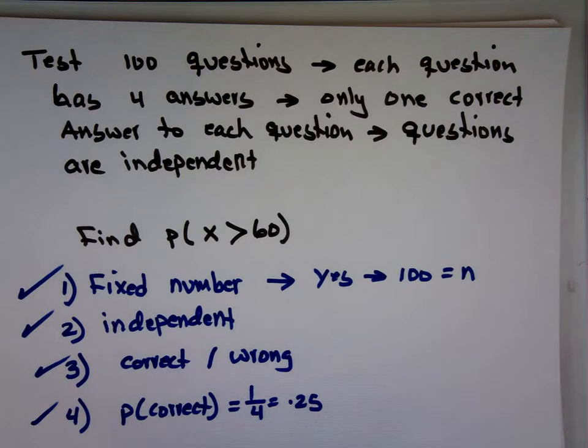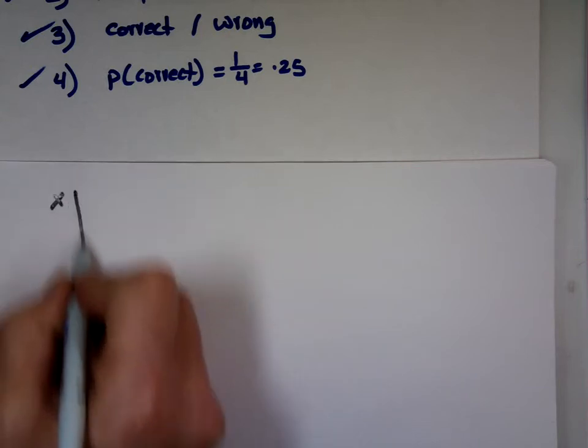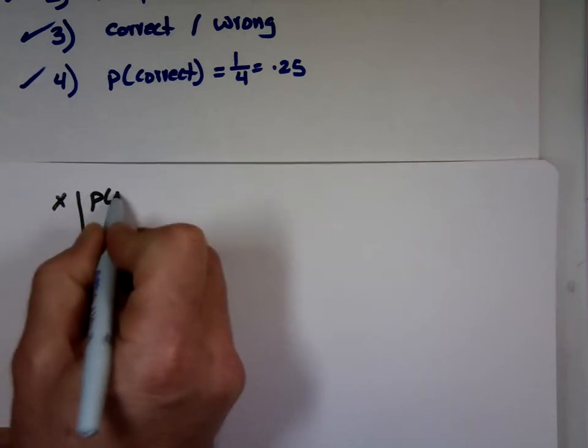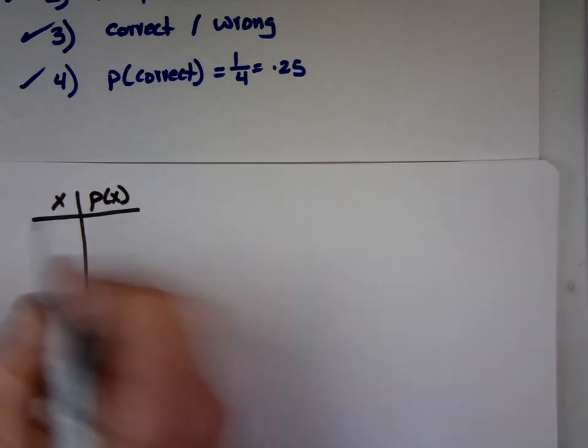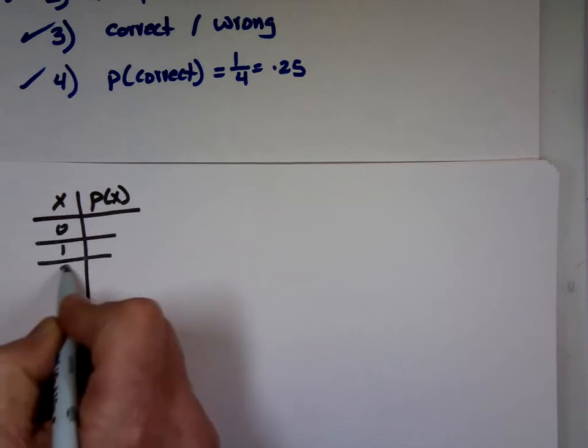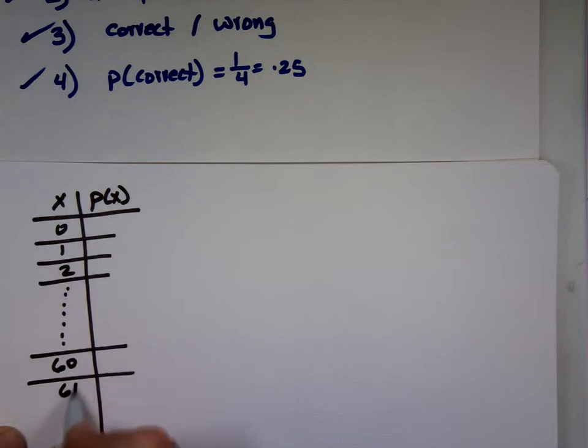So if you want to do the problem the correct way, the true way of doing this problem, it is a binomial experiment. I'm going to define x as a success, the number of correct answers. So my table will look like this, x and the probability of x. Could you actually have a 0 on that test? Is it possible for somebody to get a 0? Sure. 0, 1, 2, all the way to what? 60, 61, 62, all the way to what? 100.